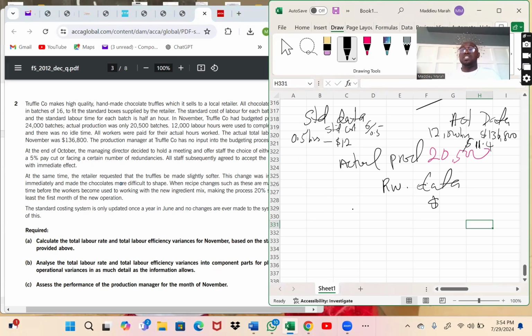And the 5% pay cut is affecting the standard, the revised rate. So the 5% pay cut should be applied to the standard rate of 12 for us to generate the revised standard rate. Make sense? So how much would that be? 5 over 100 multiplied by 12 minus 12 gives us how much? 11.4. So it will be 11.4. This is our revised rate, 11.4.